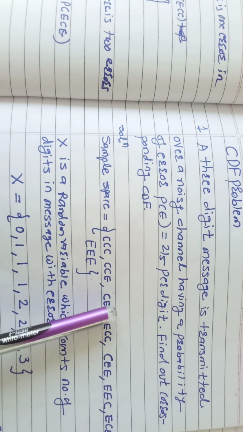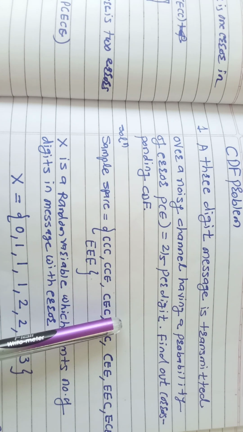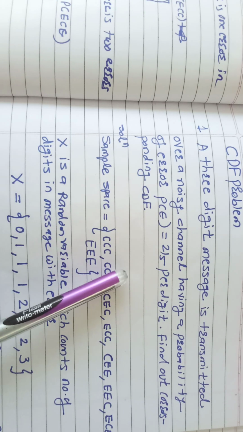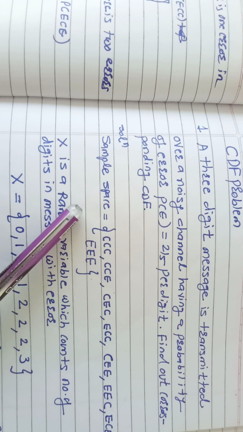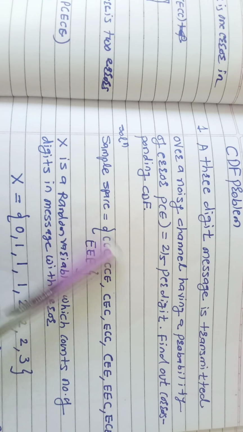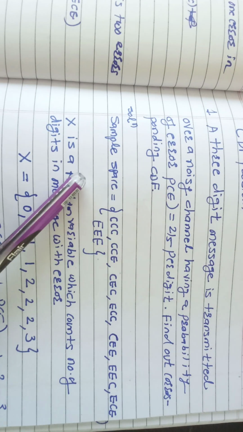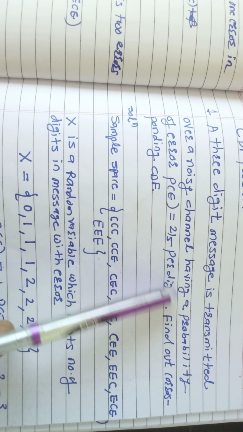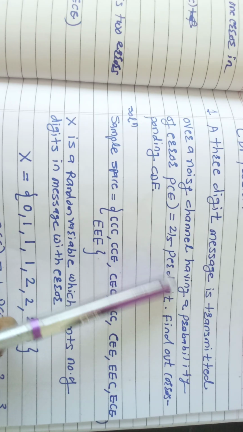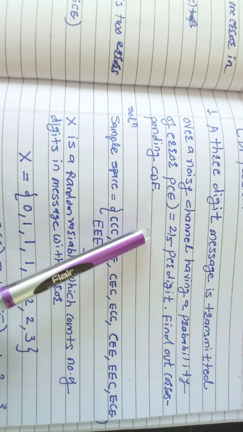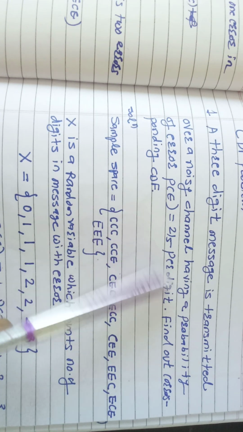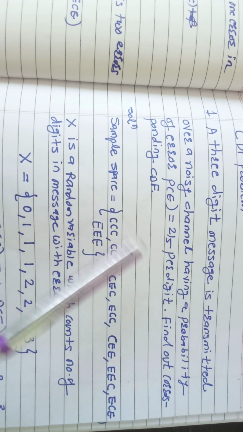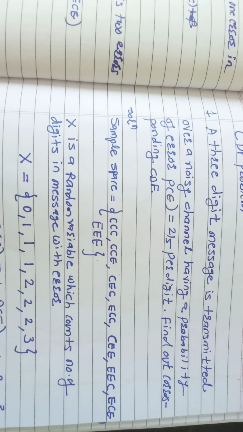So before finding the CDF, the first step is you have to find the sample space. There are 3 digits in a message. They have mentioned that it is related with the error in a single digit or error in the digit. It can be in a single digit, 2 digits or 3 digits. So we will see how the sample space is formed.